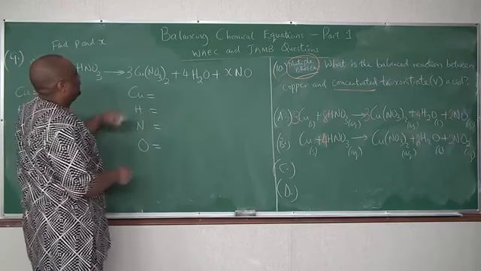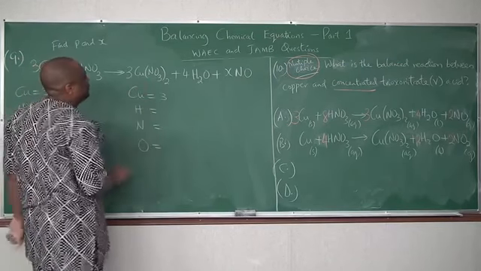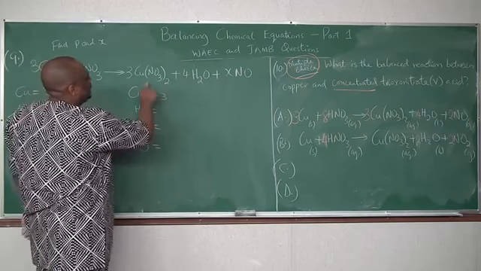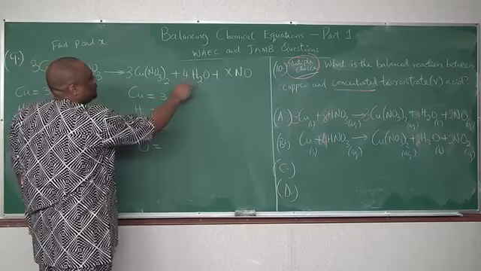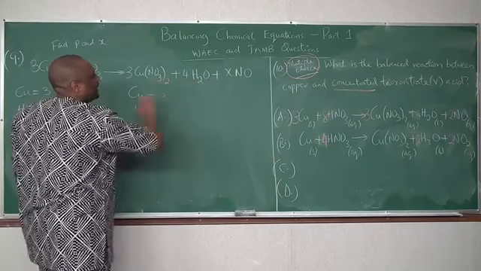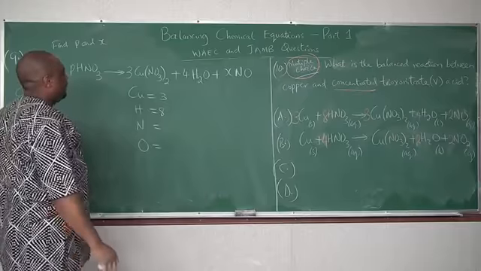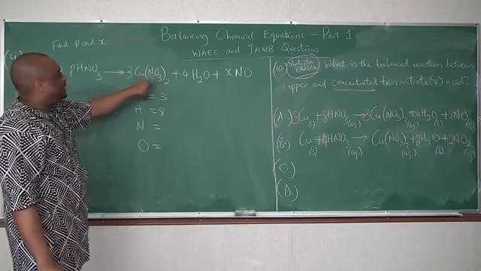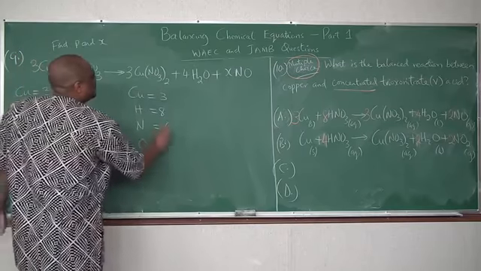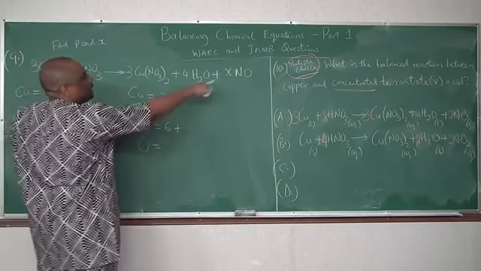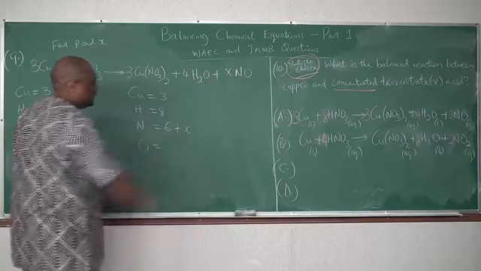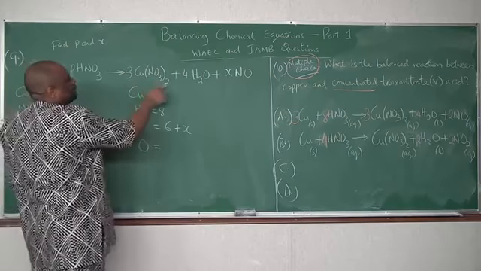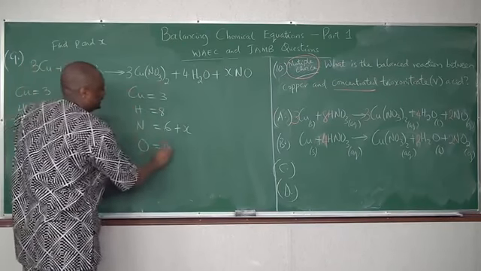Copper here is 1 times 3, 3. Hydrogen, there's no hydrogen here. Hydrogen, 2 times 4 is 8. Okay. Nitrogen, this 2 belongs to nitrogen. So 2 times 3 is 6, plus 1 times X, X. Then oxygen, 3 times 2 is 6. 6 times 3 is 18.